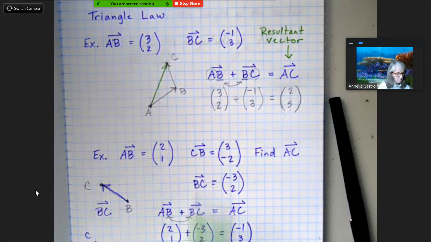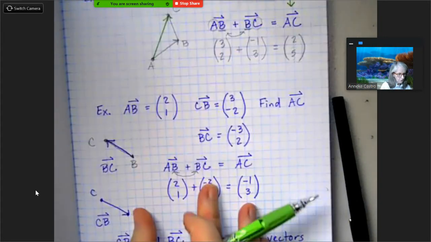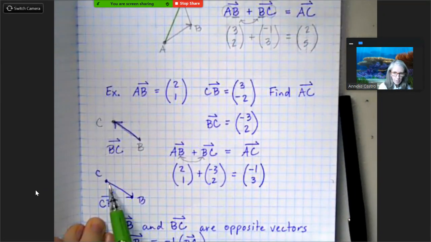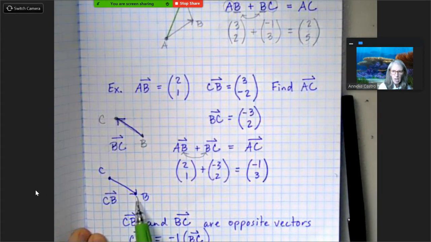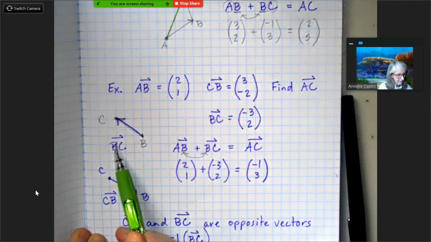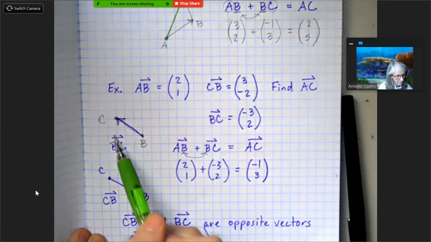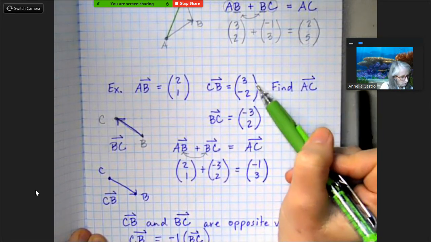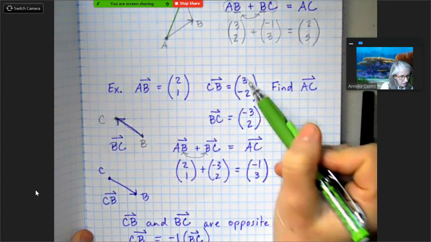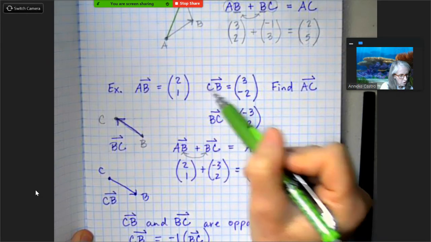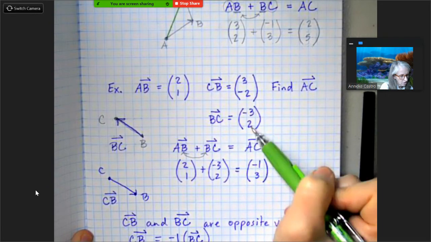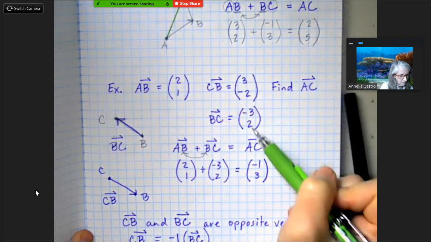So when I do that, I'm changing the direction of the vector. So I did that over here. Here's BC going from B to C, and here's going from C to B. These are opposite vectors because they have the same magnitude, but they're going in opposite directions. So BC is negative 3, positive 2, and CB is positive 3, negative 2. So you can see the difference between these is that you just change the signs on the components. So if you change the order of the letters in the vector, the starting point and the ending point, then you just change the sign. So 3 became negative 3, negative 2 became 2.